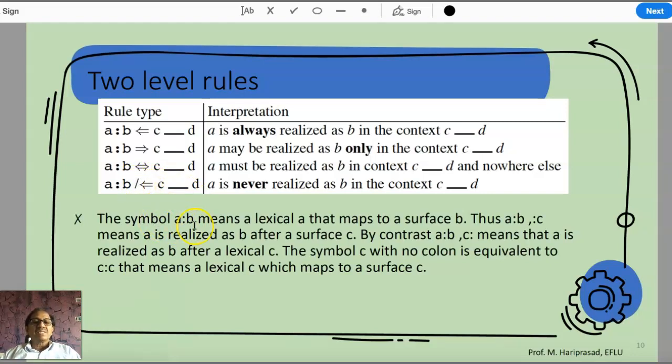So the symbol A colon B means a lexical A that maps to a surface B. Thus A colon B after colon C means A is realized as B after a surface C. By contrast, A colon B after C colon means that A is realized as B after lexical C. The symbol C with no colon is equivalent to C colon C. We have already seen this in previous classes. C colon C is nothing but C, right? We just mention C, that means a lexical C maps into a surface C.